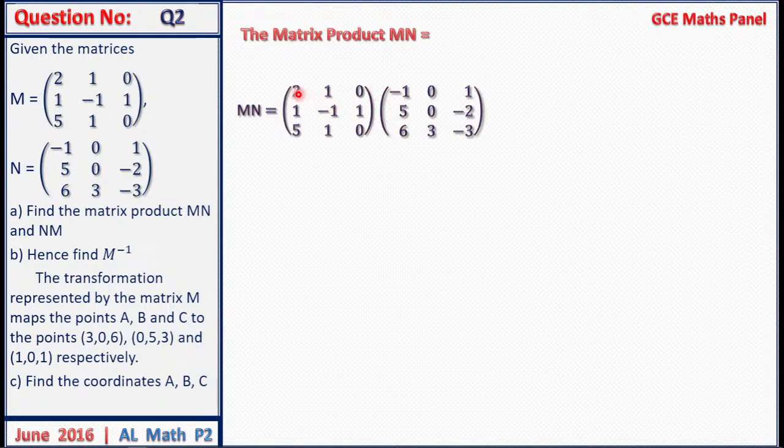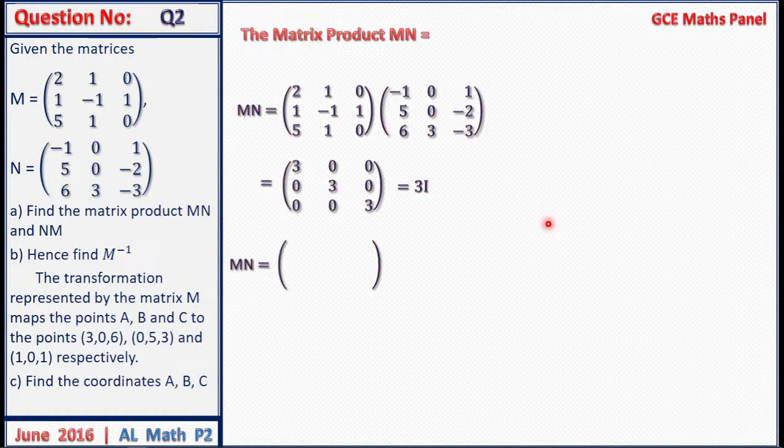So this gives us 2 times minus 1 plus 1 times 5 plus 0 times 6. That is what we'll be doing. So that gives us this. When we simplify all through, at the end our result will be 300, 030, 003. Equally, when we look for NM, one point to note: this is the same as 3 times the identity matrix. The identity matrix has zeros elsewhere and ones along the leading diagonal.